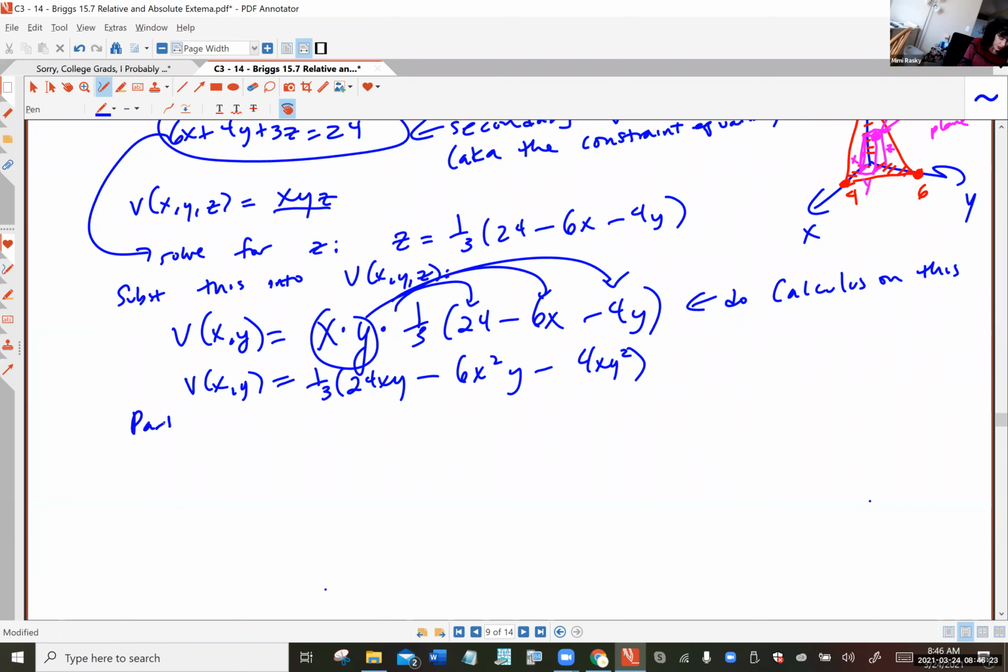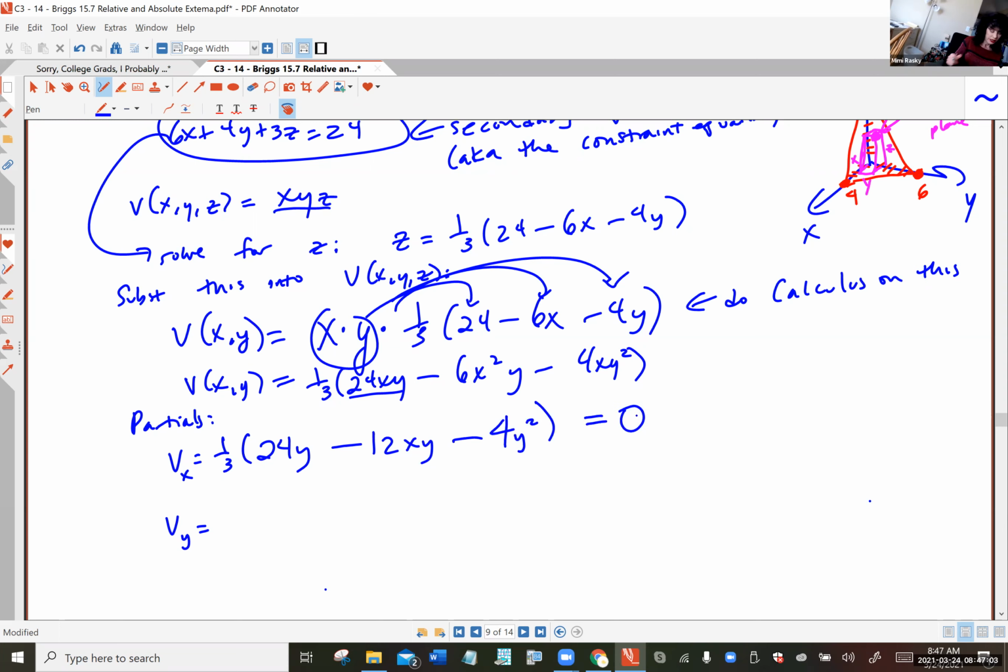So partials. And we're going to get 2, Vx and Vy, like that. Okay, and the 1/3 is part of the answer. I just have it as a multiple. So 1/3 times whatever the partial is with respect to x of this big old expression inside the parentheses. Let's see, the derivative of 24xy with respect to x, I believe, is 24y. Minus the second term, I think it's going to give us 12xy, and then the last term, the partial derivative with respect to x, is minus 4y squared. Okay, and we'll set this mess equal to 0, and then get the other partial.